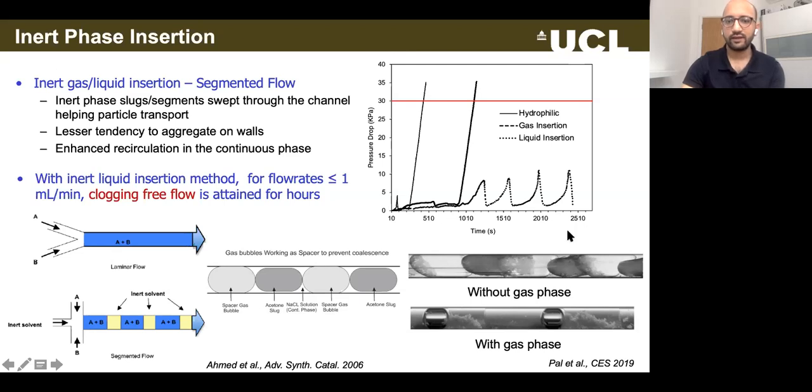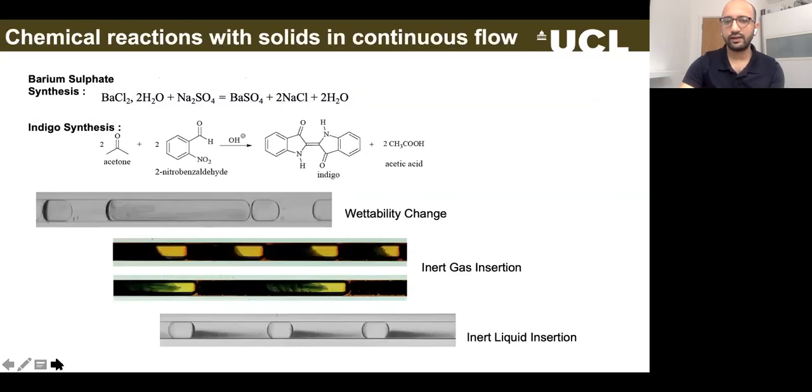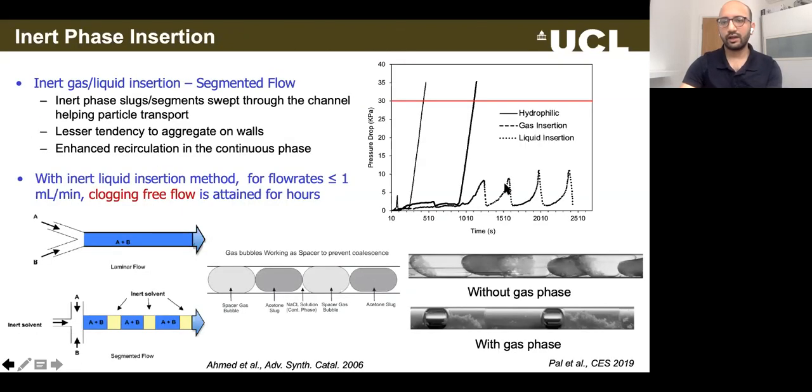So in this graph, we see the pressure drop happening in the reactor. The red line is the tolerance limit. And we see that with gas insertion, the clogging time, up to which we can operate a reactor, increases heavily. And with liquid insertion, at flow rates less than 1 ml per minute, we achieve this clogging-free flow for hours.